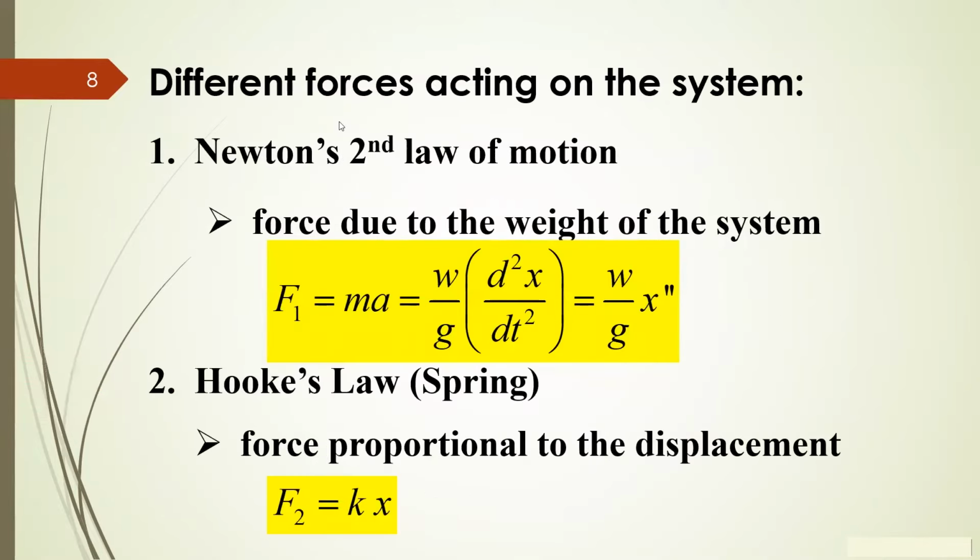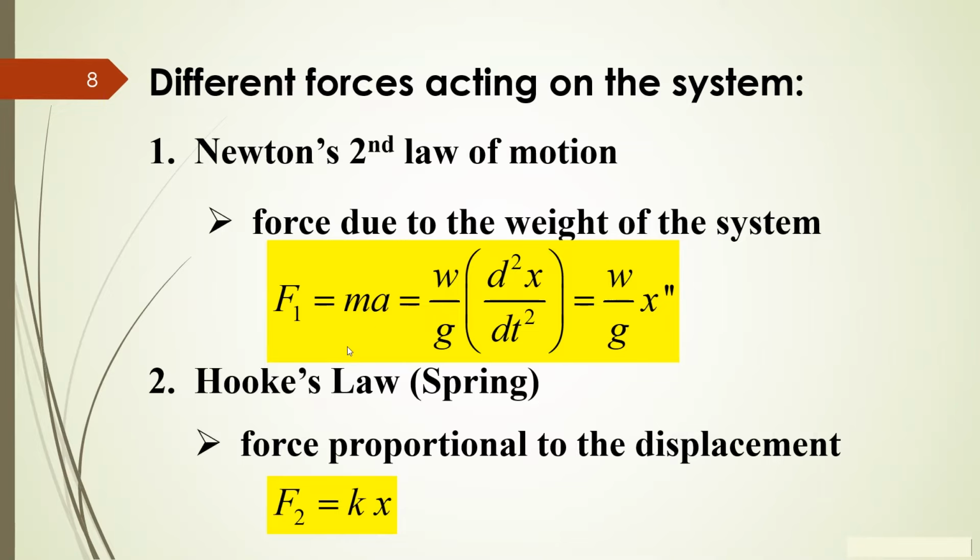So combining all those, these are four of the forces acting on the system that we will be focusing on. Let's just name them as F1, F2, F3, F4. So F1 would be the force due to weight. So mass times acceleration. And you know that mass is weight divided by gravity. And a is the second derivative of x with respect to time. So that means ma could be written in this form, or W over g x double prime.